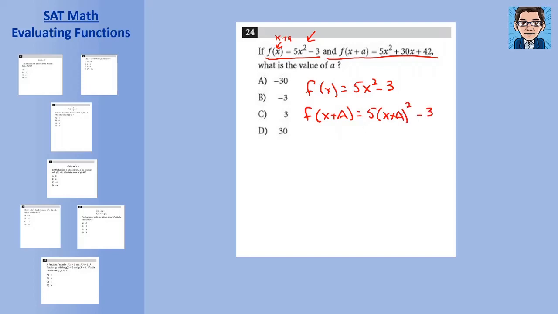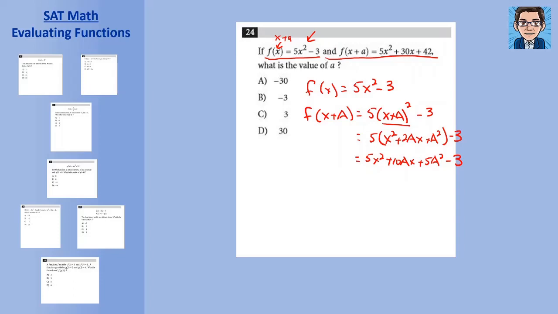Now in order to multiply x plus a out, we could use FOIL. That's going to get us x squared plus 2ax plus a squared, so that's just this part here. Multiply that by 5, and then minus 3. Multiply the 5 out, 5x squared plus 10ax plus 5a squared minus 3. So that's from the first equation if we put in x plus a.